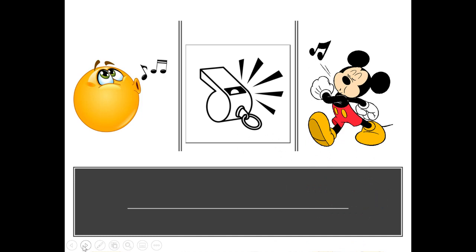Next group of pictures. What do you notice or see? Well, in the first picture, I notice an emoji whistling a tune. In the second picture, I notice a whistle that you blow into. And in the third picture, I notice Mickey Mouse is also walking and whistling. So, how are these pictures the same or similar?